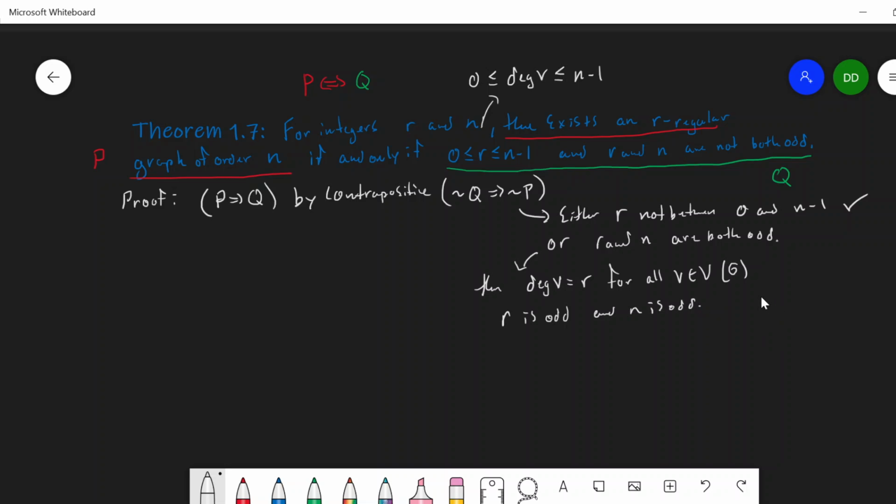Remember back to Corollary 1.5, which says that there's always an even number of odd degree vertices. And that's what's going on here. It looks like we have an odd number, n, of odd vertices, because every vertex in the graph has degree R, which is odd. So this is an odd number of odd vertices, which is impossible.